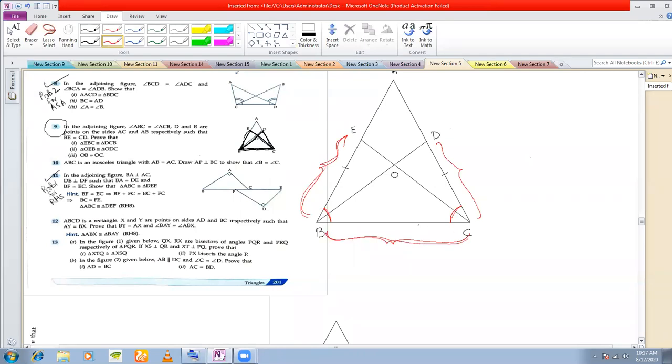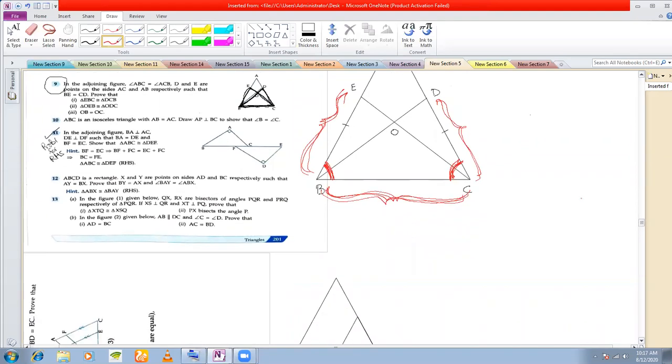Yes, SAS. Why SAS? Because you see that this angle is nothing but the included angle between the two sides. This side and this side. This angle is the included angle between this side and this side. So therefore by SAS I can say that the triangles are congruent. So let me write the statement.